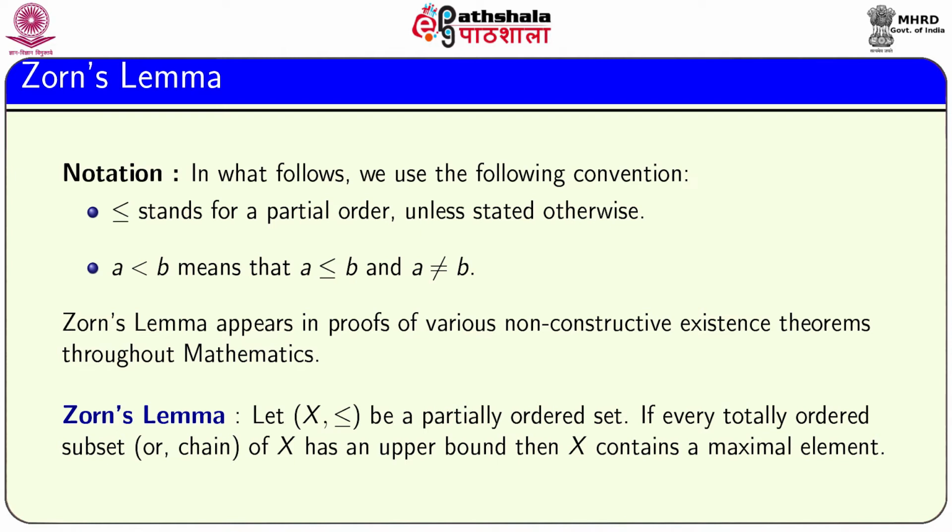In what follows, we are going to introduce two basic principles of set theory. The first one is Zorn's lemma and the second one is the Maximality Principle given by Hausdorff. We shall show that these two apparently different principles are actually equivalent. In what follows, we use the following convention. When we write the sign less than or equal to, we mean that it is a partial order defined on the set. And if we write a less b, then we mean that a is less than or equal to b and a is not equal to b.